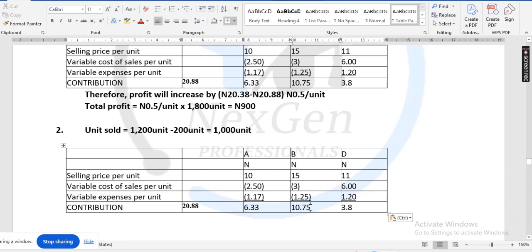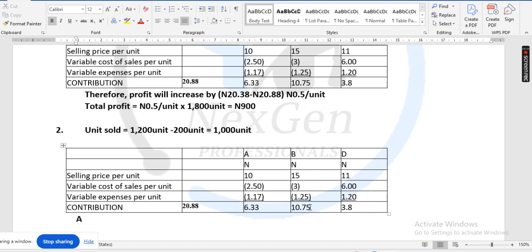Okay, this is product B, right? So what is the contribution here? The contribution is 10.75, right? 10.75. Class, just observe.